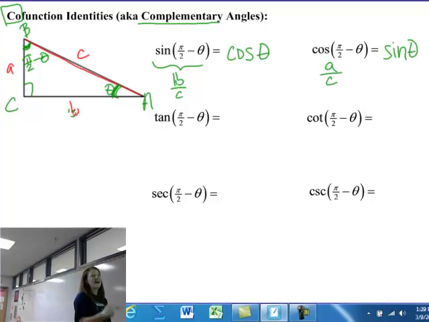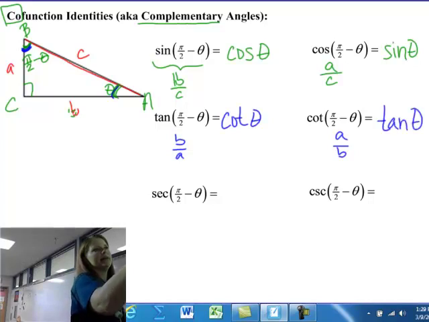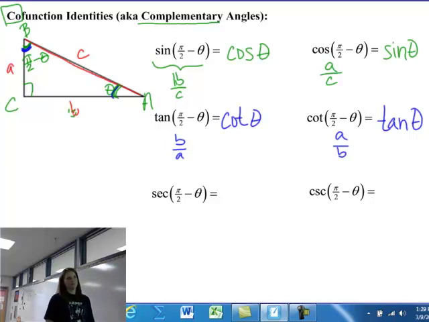Okay, what if we talk about the tangent of pi over 2 minus theta? Tangent is b over a. B over a, but if I wanted to define that in terms of this theta, it's called the cotangent of theta. Okay, what if I had the cotangent of this one? Well, then that would be a over b, which in terms of the other angle would be tangent of theta. Are you seeing a little pattern here? I see a pattern. I got tan and cotan. Yep. I got cos and sine. That's what I got.